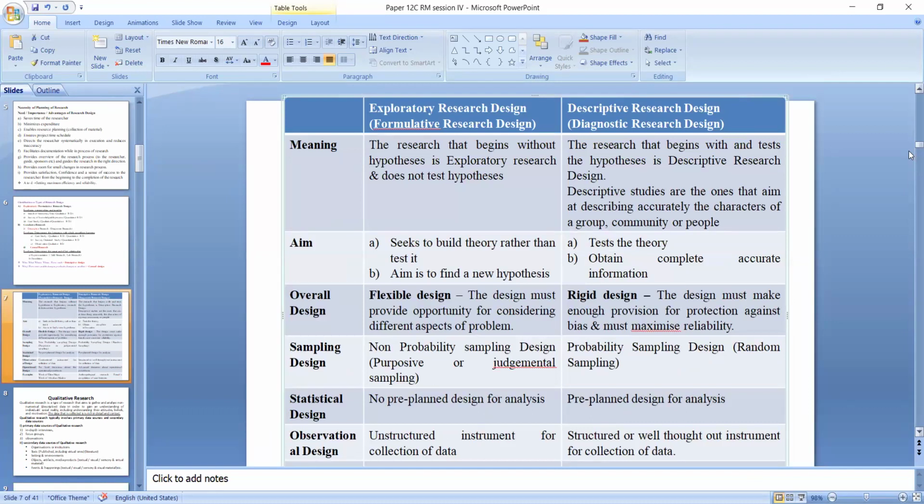So exploratory and descriptive. I repeat, exploratory means you are to go deep and find out, understand the insights and ideas. And descriptive is you want to know who, when, what, and all, mostly in number. So just go through.